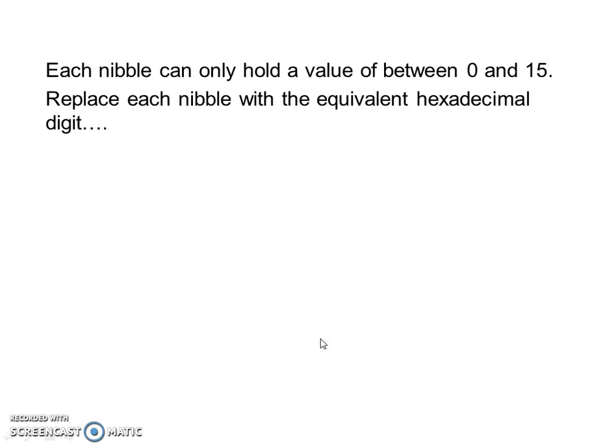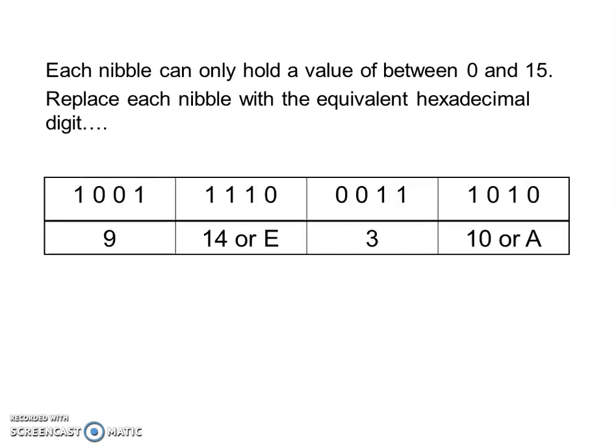So since each nibble can only hold a value of between 0 and 15, we can replace each nibble with the equivalent hex number. So 1011 becomes A, 0011 becomes 3, 1110 becomes E, and 1001 becomes 9. And so, converting this long 16-digit binary number to hex is 9E3A.